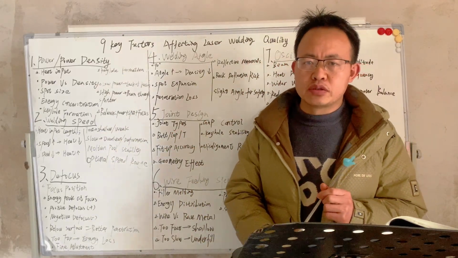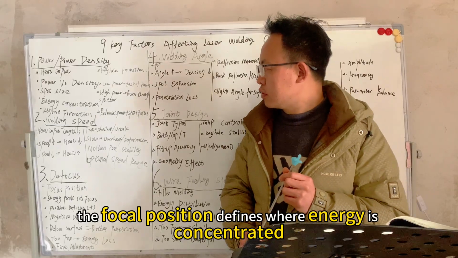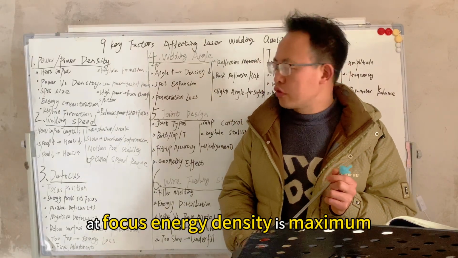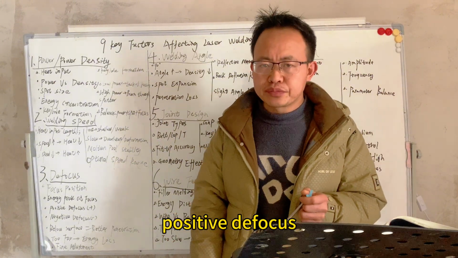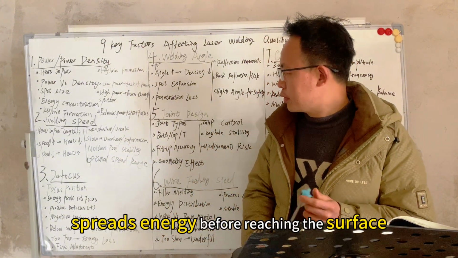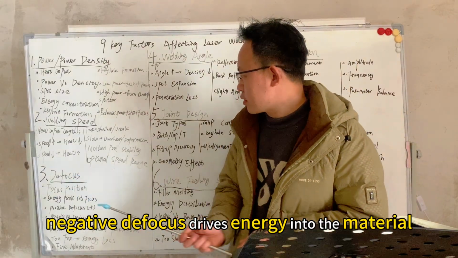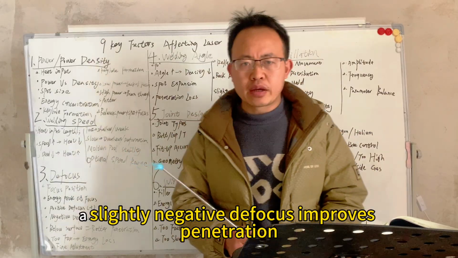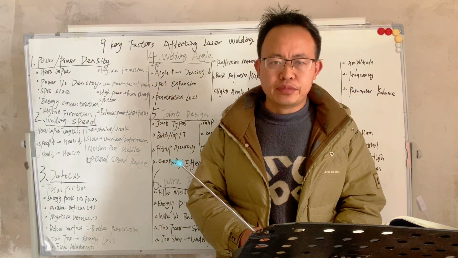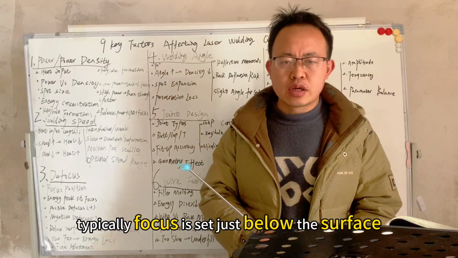3. Defocus position. The focal position defines where energy is concentrated. At focus, energy density is maximum. Move away from focus, density drops. Positive defocus spreads energy before reaching the surface. Negative defocus drives energy into the material. For most metal welding, a slightly negative defocus improves penetration. Typically, focus is set just below the surface.